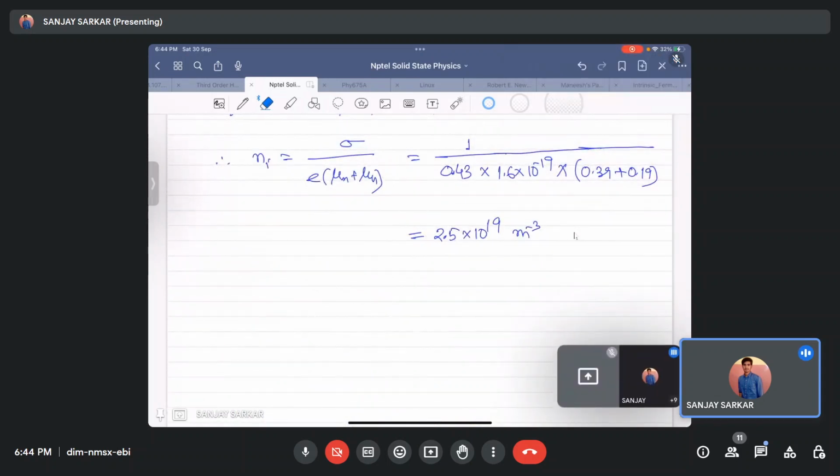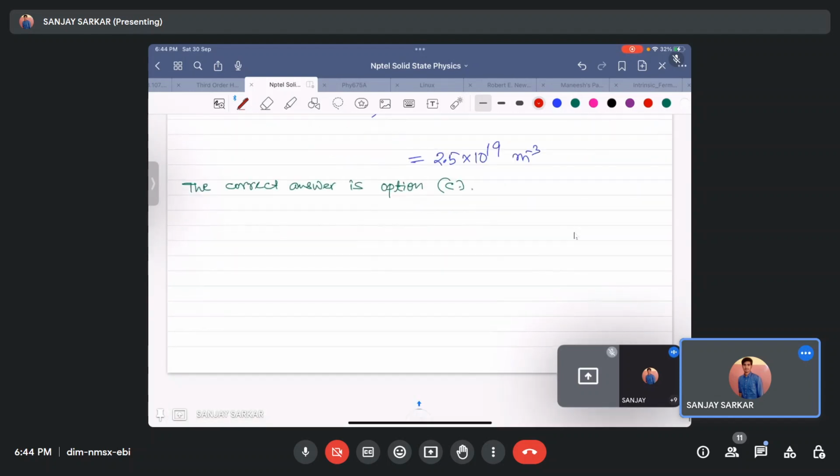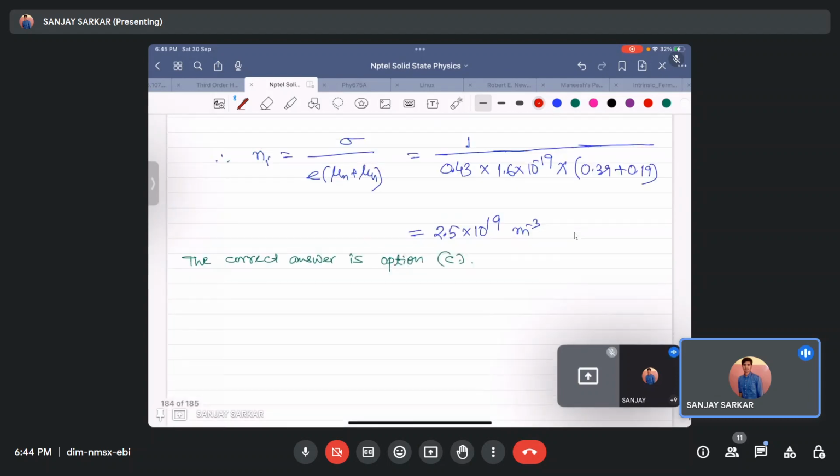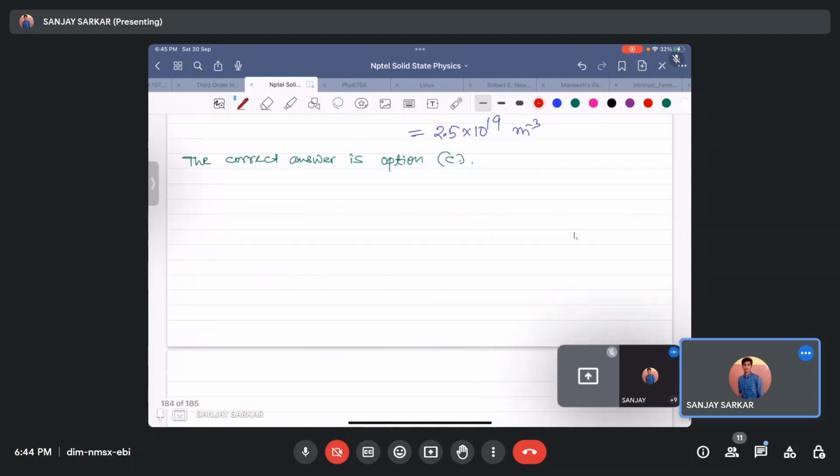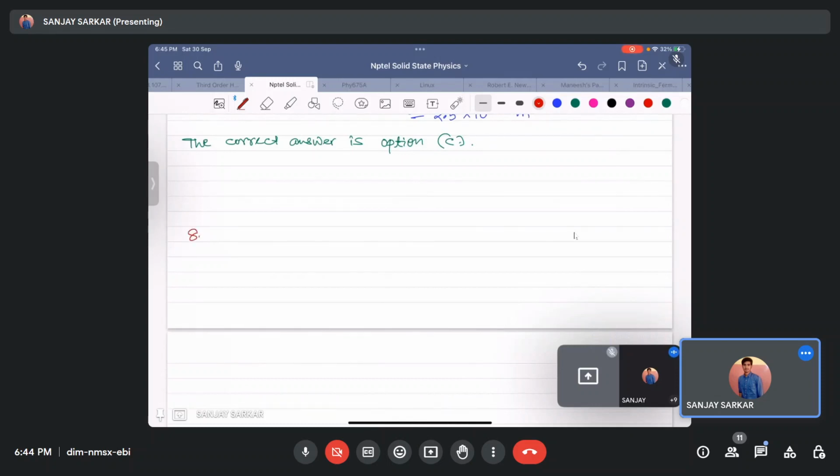So did everyone get this answer? Yes, sir. Okay. So the correct answer is option C. This was an easy question. Let's move to the next question. I'm trying to solve different kinds of problems so that you can solve them.